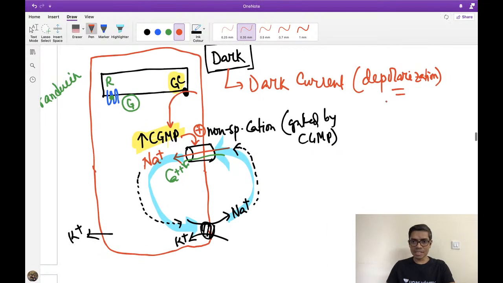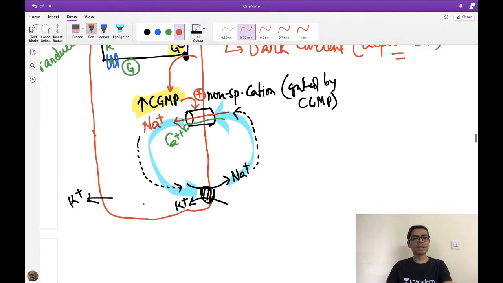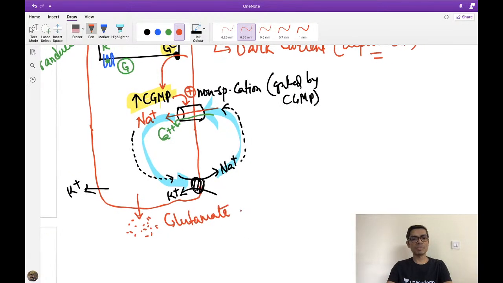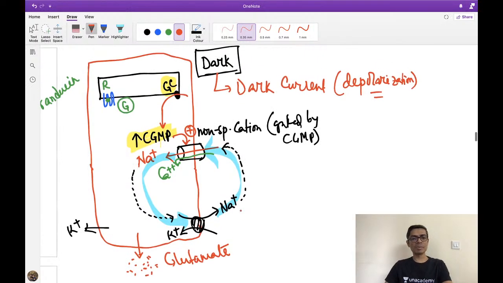When this receptor cell is depolarized, what will happen? The receptor cell is going to produce a huge amount of neurotransmitter, and this neurotransmitter is nothing but glutamate. So please remember, I have given a lot of information here. In the presence of dark, what is happening? The retinal rod cells and cone cells are producing a huge amount of glutamate. Why? Because the cells are depolarized. Why are the cells depolarized?